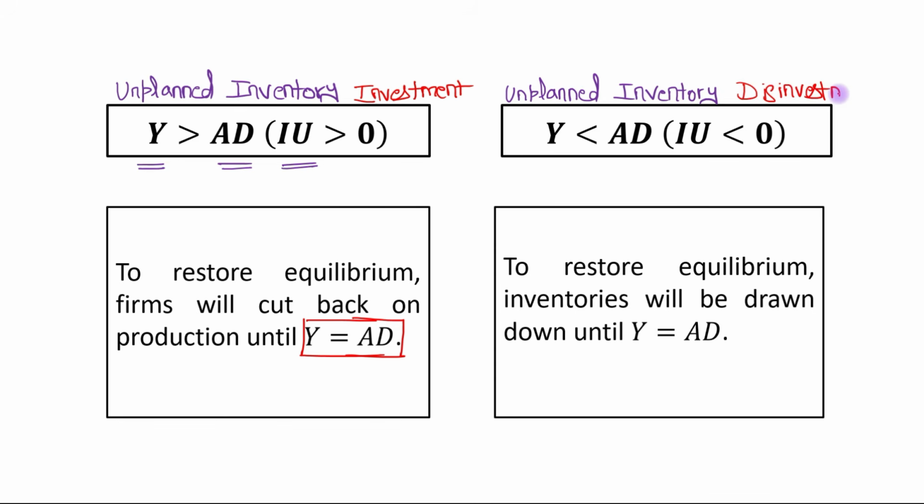Why disinvestment? Because in this case, to restore the equilibrium, inventories will be drawn down, inventories will be used until output produced becomes equal to aggregate demand.